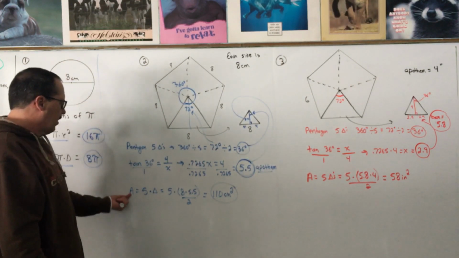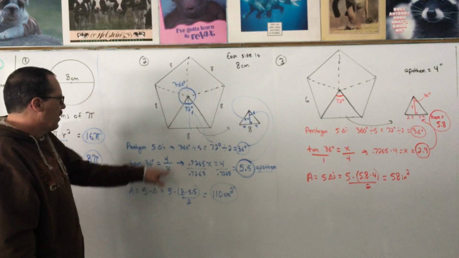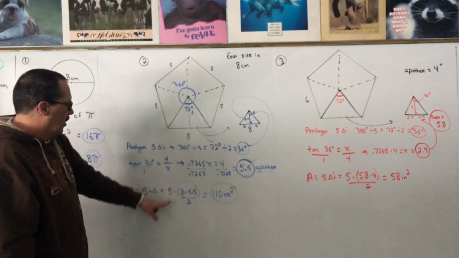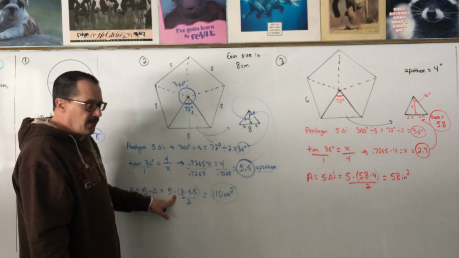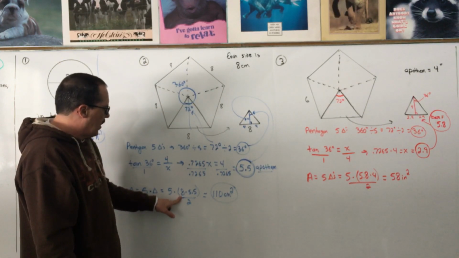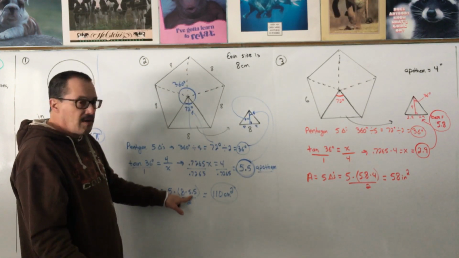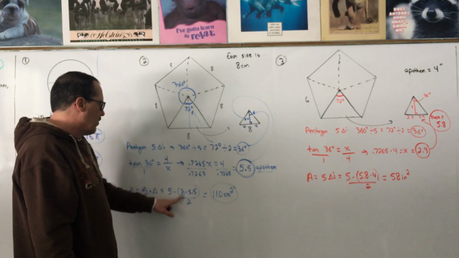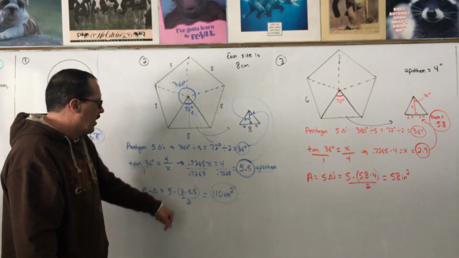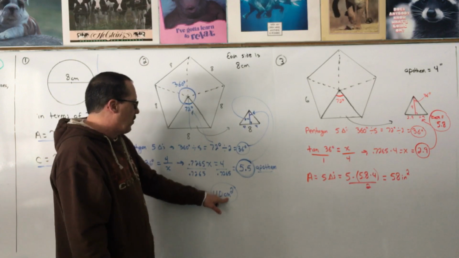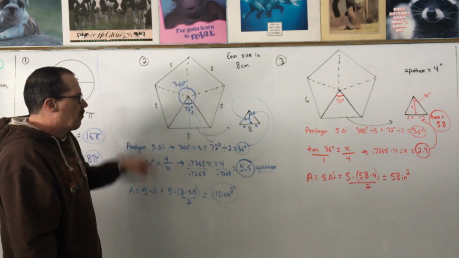So now I go, okay, the area of the pentagon is going to be 5 times each of these triangles' areas. So I'm going to go 5 times. The area for a triangle is base, which is 8, times height, which is our apothem, all divided by 2. If you put this in your calculator and crank it out, you get 110 centimeters squared. And so that's the area of that pentagon.